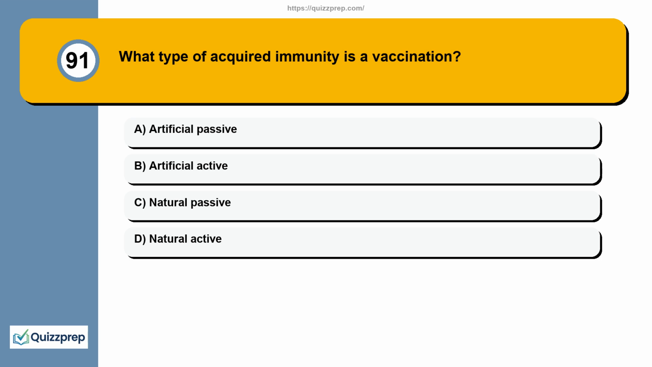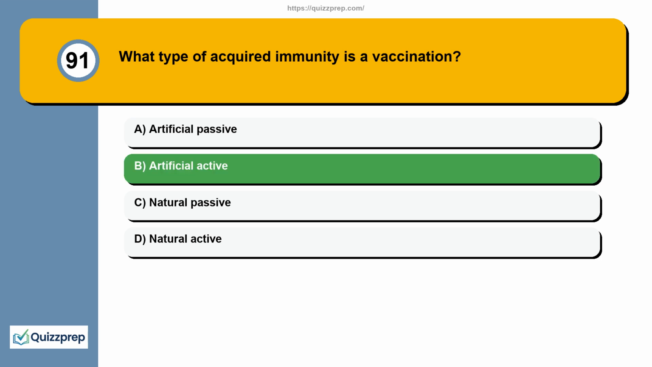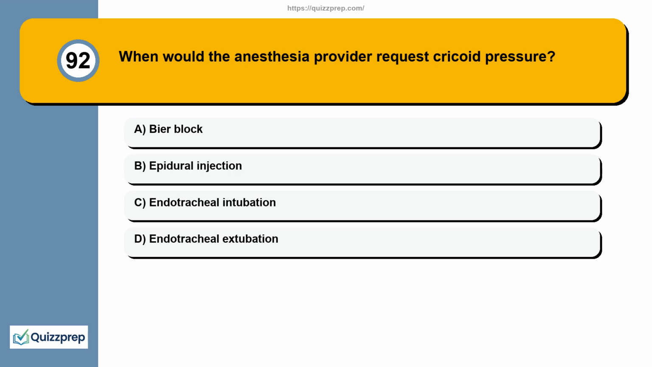Option A, artificial passive. Option B, artificial active. Option C, natural passive. Option D, natural active. The correct answer is option B, artificial active. Question 92. When would the anesthesia provider request cricoid pressure?